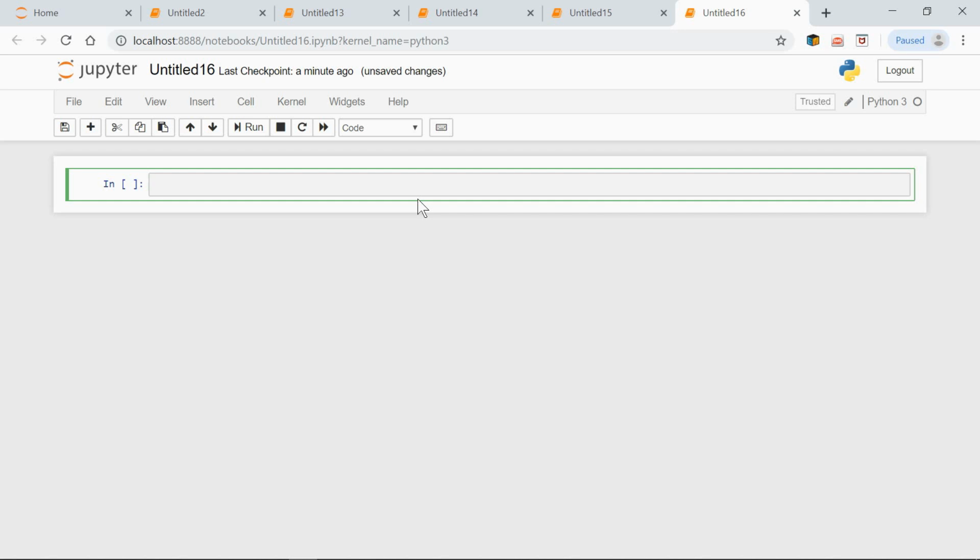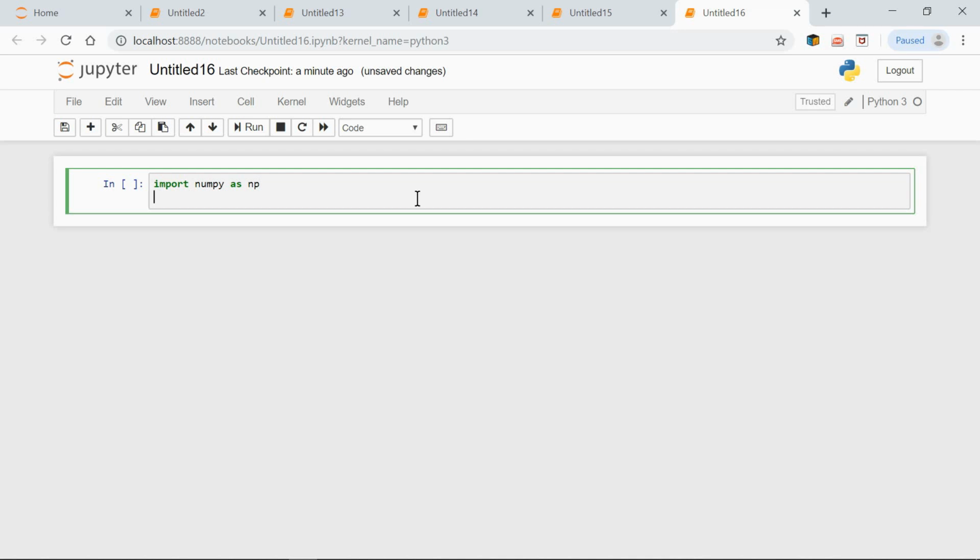Hi, in this video we'll be talking about operations on two numpy arrays. First, let's import the numpy module. It's easy to perform operations on two arrays. The operations are then performed on elements at the same positions in either array.